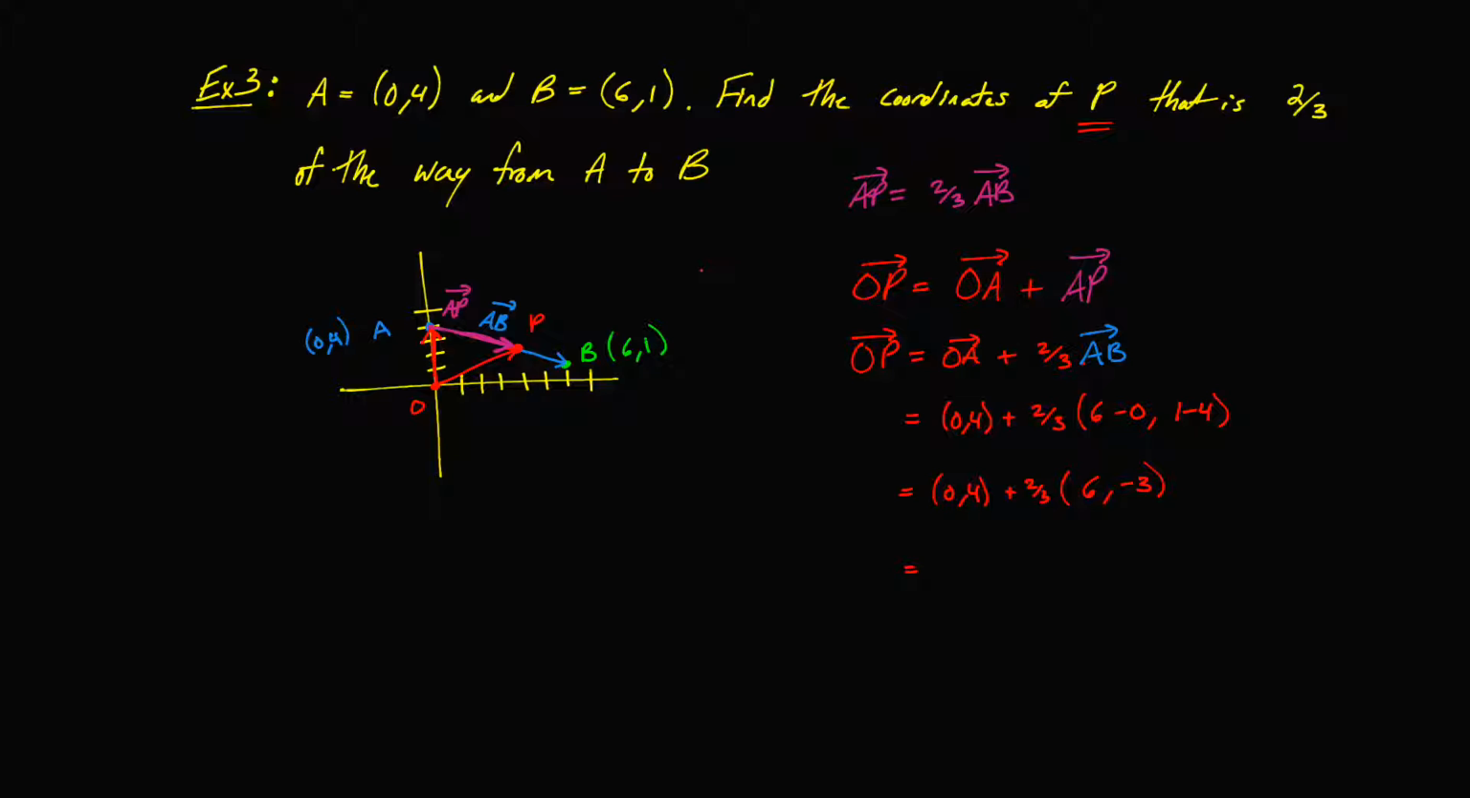Now we do our scalar multiplication here, and we end up getting (0, 4) plus, this is going to be 12 divided by 3, this is going to be 4, and this is going to be negative, we have to include that negative. This is going to be negative 2 because the 3's cancel out. So you get this amount, and then we add them together. You get (4, 2). So (4, 2) is your position.